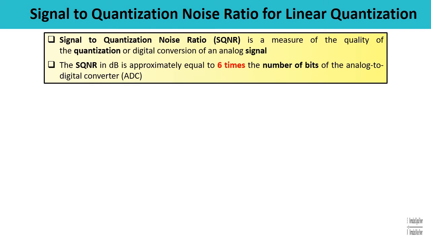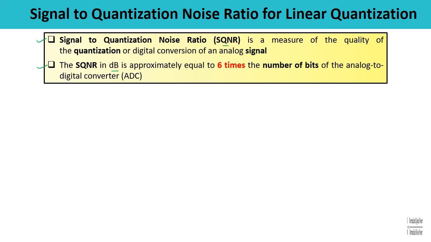So signal to quantization noise ratio is denoted by SQNR and it is the measure of the quality of quantization. Means this ratio estimates how well a signal is being quantized, means how well an analog signal is being converted into a digital signal. And if you calculate the value of signal to quantization noise in dB, it is approximately 6 times the number of bits of the analog to digital converter, ADC.